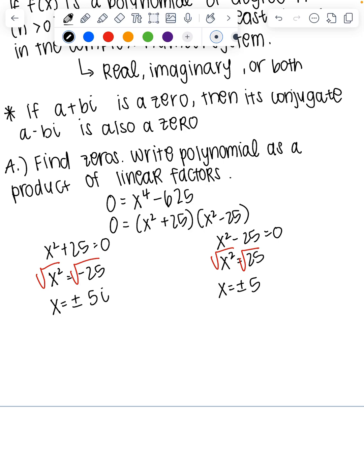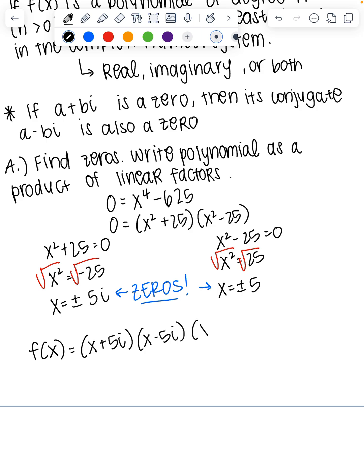Okay, now these would be my zeros. At this point, I have zeros. These are not my factors, right? Here and here. So when I create my final function of factors, I have x plus 5i, that would be that negative one. I also have x minus 5i, that would be the positive one. I have x plus 5, which would be my negative 5, and then x minus 5, which would be my positive 5. That would be writing it as a product of linear factors.